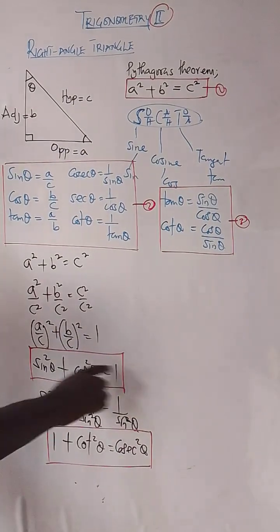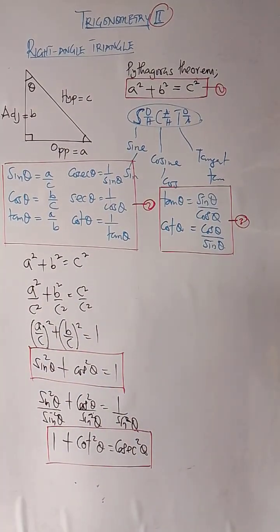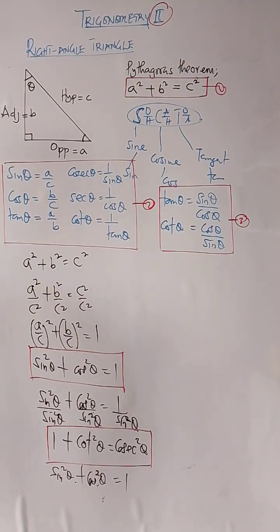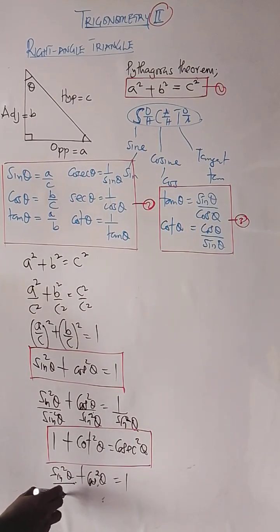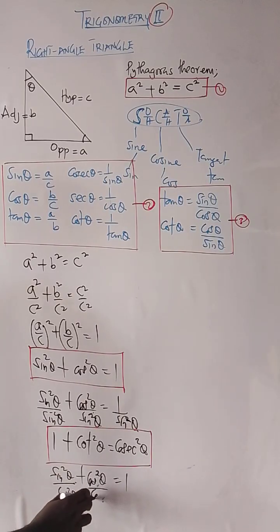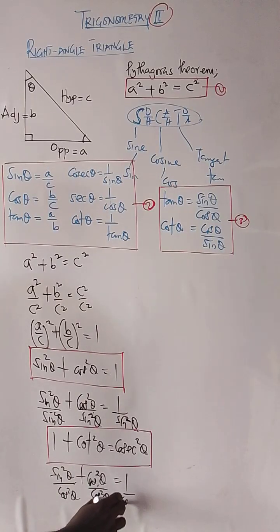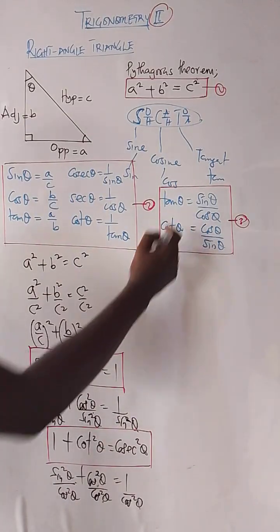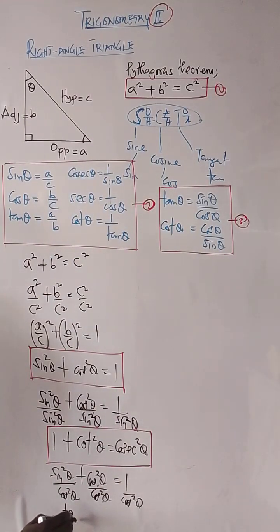Then lastly, coming back to this equation again, sine squared theta plus cos squared theta equals 1, we can decide to divide through by cos squared theta this time around. What is sine over cos? Sine over cos is tan. So here we have tan squared theta plus cos over cos is 1 equals 1 over cos is sec, and we are squaring it here, so it becomes sec squared theta.